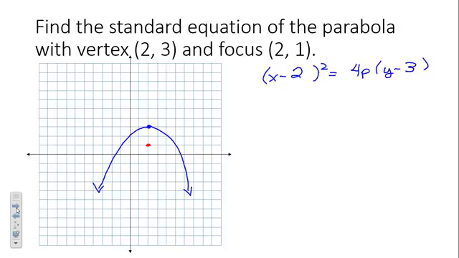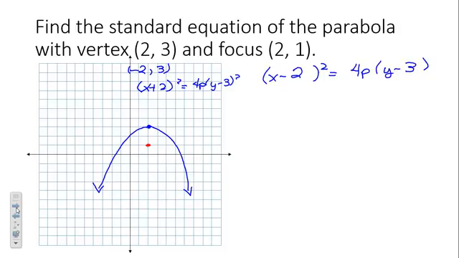Since both the coordinates of the vertex were positive, it's negative here. But if this had been a negative 2 and a positive 3, then it would be x plus 2 squared equals some 4p times y minus 3 squared. It's always the opposite of whatever's in the parentheses. The parentheses are opposite of whatever the ordered pair is. Okay?